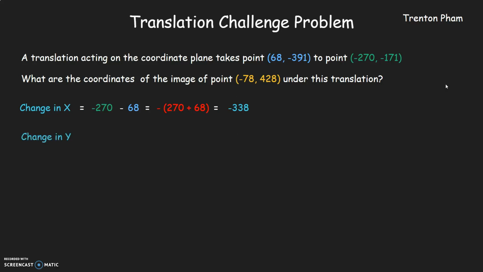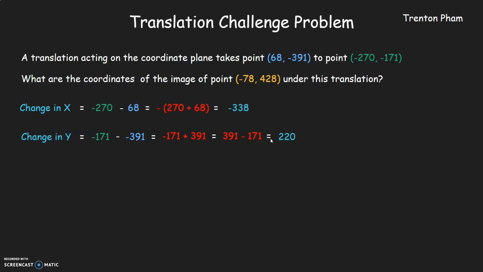In order to find the change in y, we take the y coordinate of our ending point, which is -171, and we subtract the y coordinate of the starting point, which is -391. However, since this is two negatives, we change it to a positive. This is the same thing as -171 plus 391, and we can rearrange this to 391 minus 171, which leaves us with our change in y as 220.